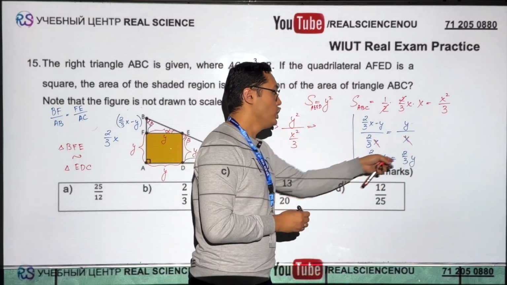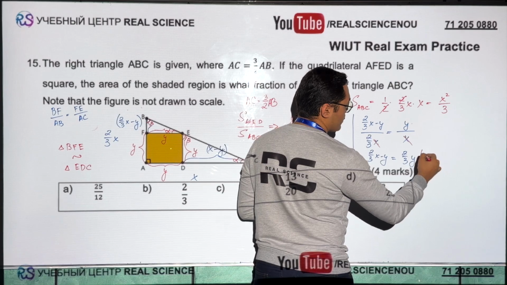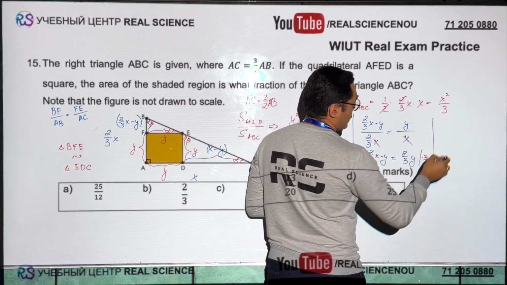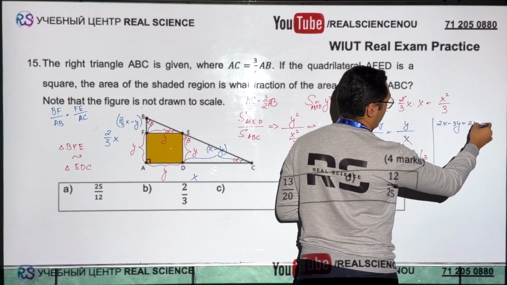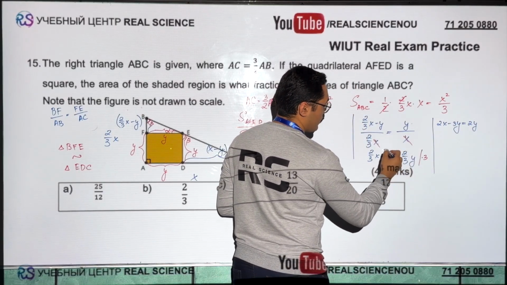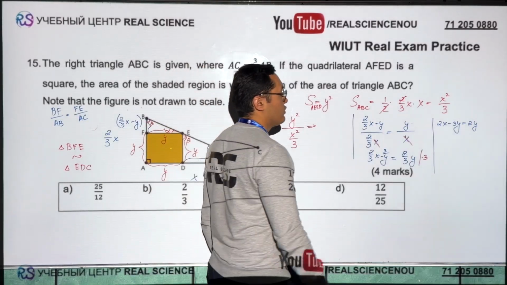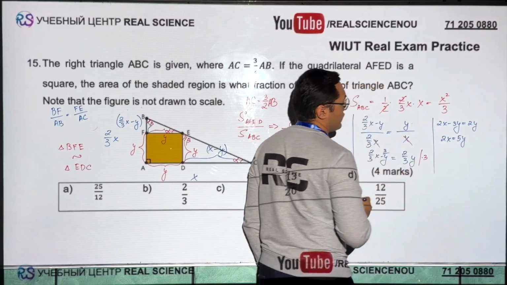Let's give a common denominator here. The common denominator is going to be just 3. So now what you can write here is just 2x minus 3y is equal to 2y, because here you give a common denominator of 3. So you can write the answer as 2x is equal to 5y.